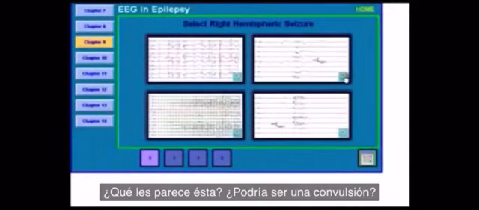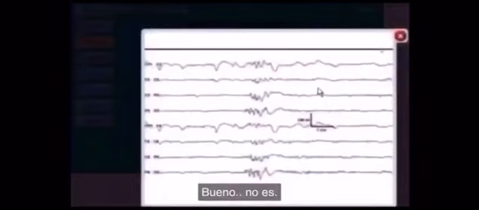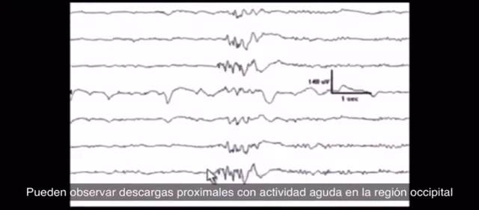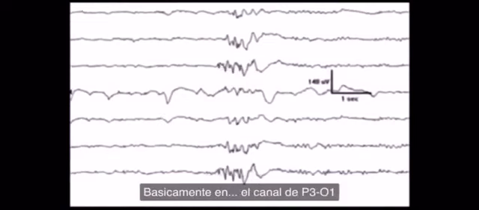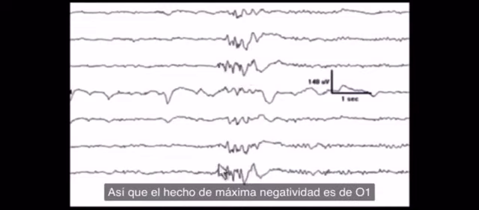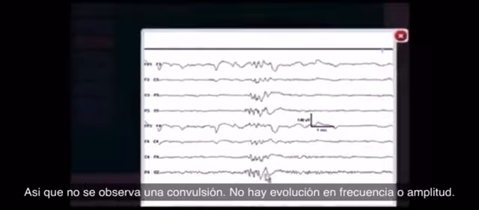What about this? Could this be a seizure? Well, it is not. You see a paroxysmal discharge with sharp activity in the occipital head region, basically at the P3-O1 channel. So the maximal negativity in fact is at O1. So you don't see a seizure. There is no evolution in frequency or amplitude.